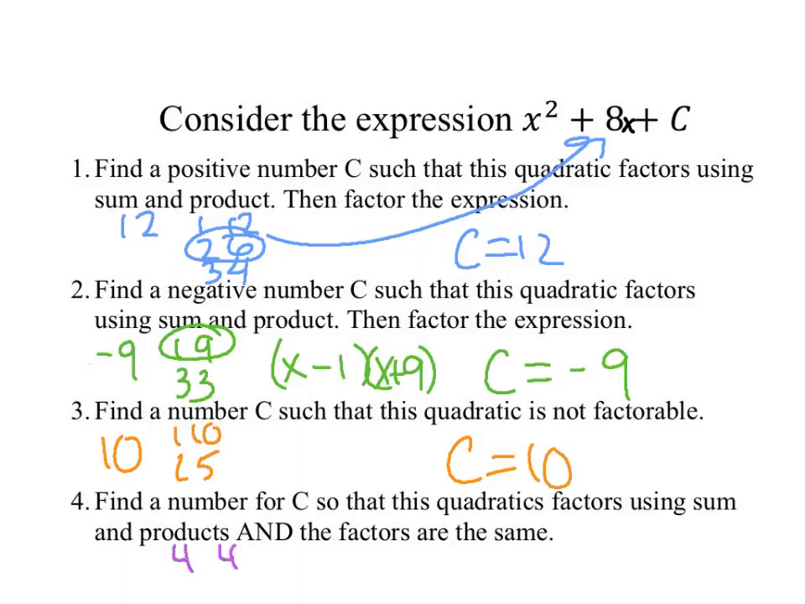So if 4 and 4 add to get 8, what do they multiply to? Well, they multiply to be 16. So my factors would be x plus 4, x plus 4. So c equals 16 is my answer.